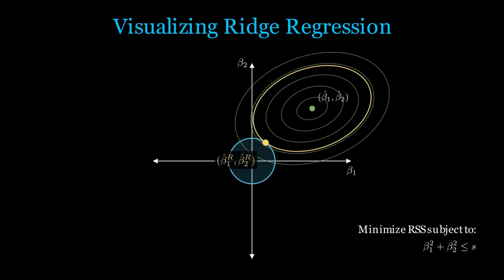Now what happens if we shrink the budget parameter s? The feasible circle gets smaller, so the ridge estimate must have a smaller overall coefficient size. This is directionally equivalent to increasing the tuning parameter lambda, whose purpose it is to balance the trade-off between fitting the training data well and keeping the model coefficients small to avoid overfitting.